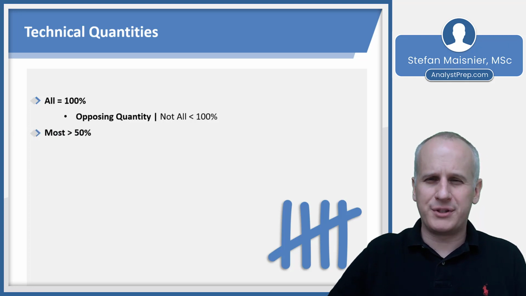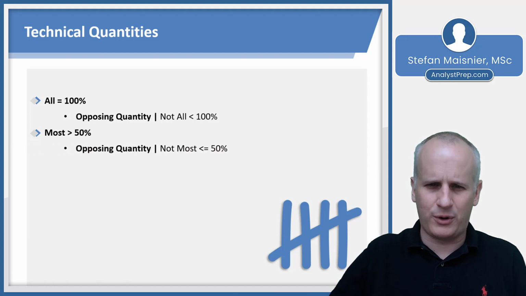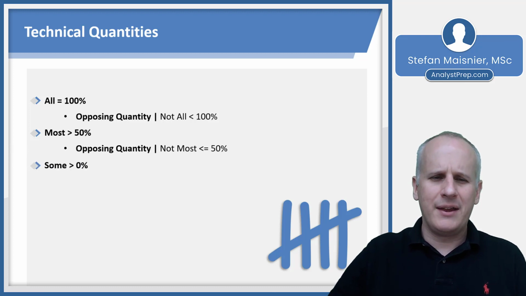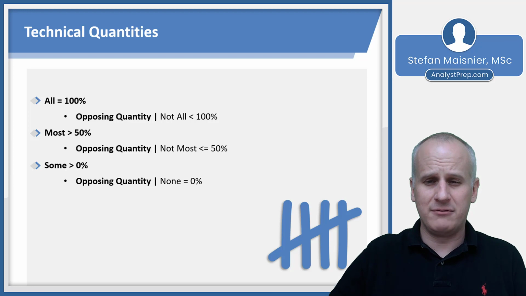Then we talk about most, and most by definition in English is greater than 50%. And our opposing quantity is going to be not most, and that's the values that are less than or equal to 50%. Then we get to some, and some is going to be greater than 0%, and your opposing quantity here is none, because some is just greater than 0%, and none is the only exception to some.